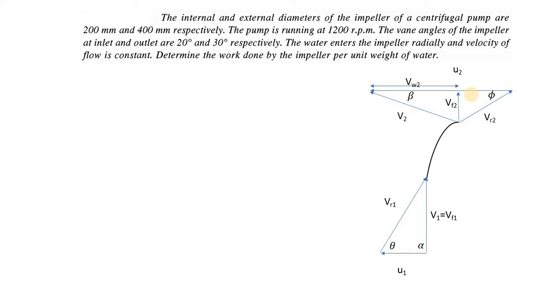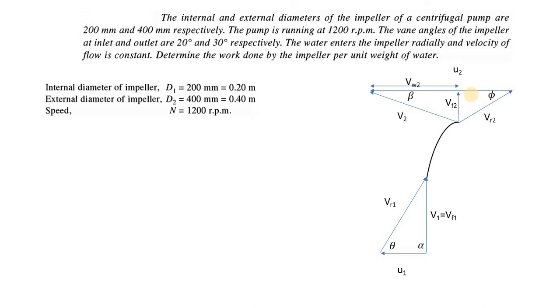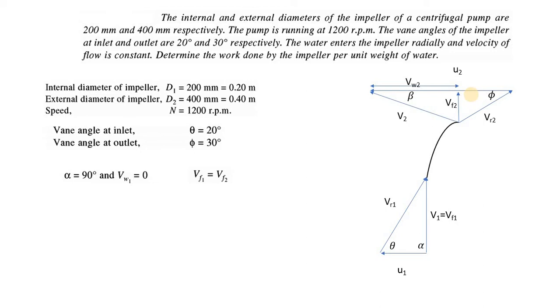Now let us try to write the data given. D1 is given as 0.2 meters, D2 is 0.4 meters, and the speed n is 1200 rpm. We have some more data such as vane angle at inlet theta 20 degrees, vane angle at outlet phi 30 degrees, and alpha is 90 degrees obviously, and that's how we say VW1 equals 0. The problem statement says velocity of flow is constant. That means Vf1 equals Vf2.